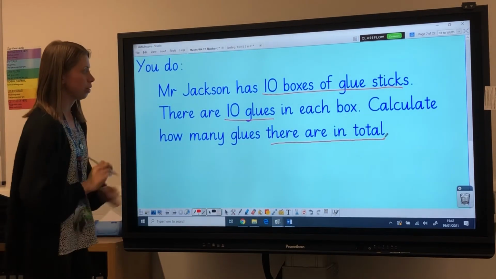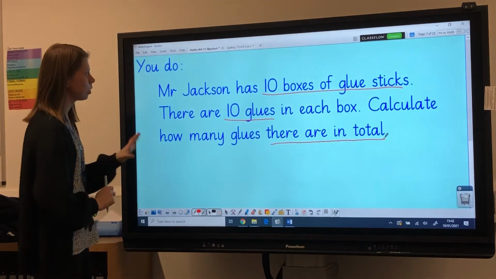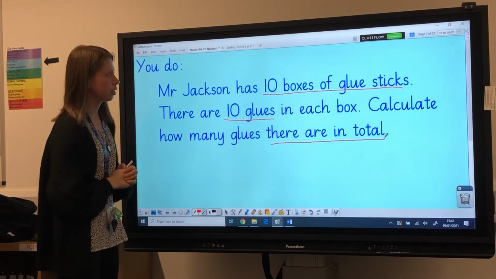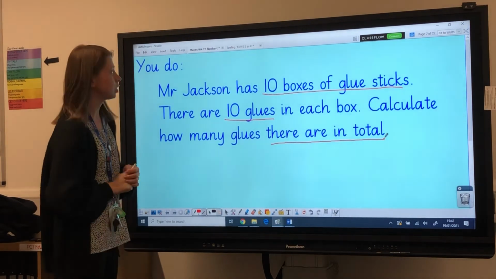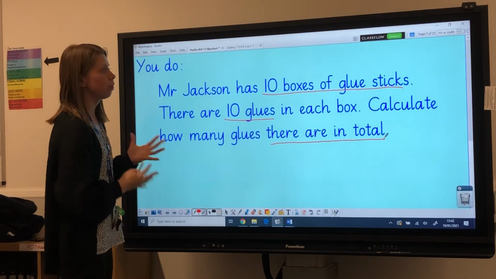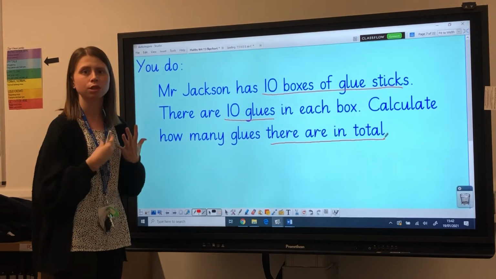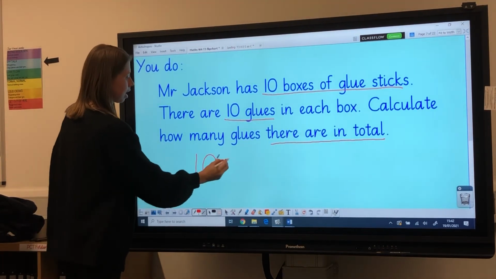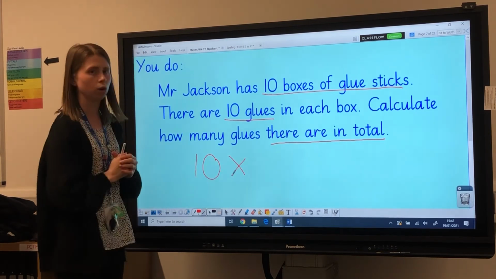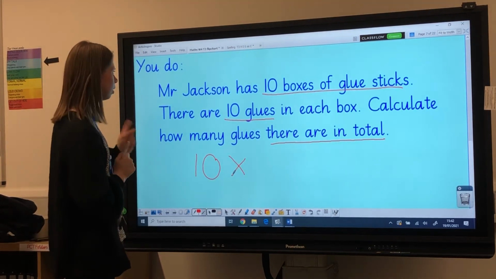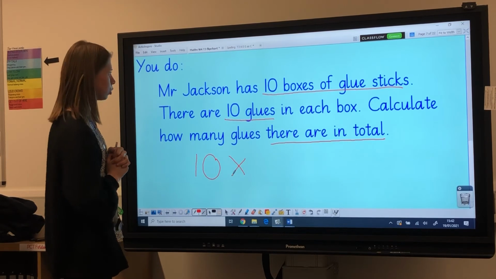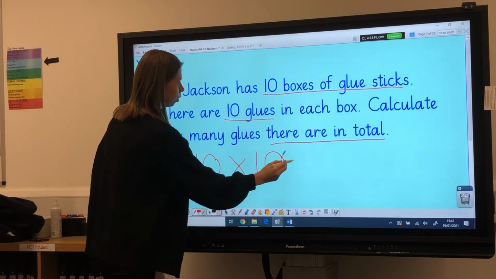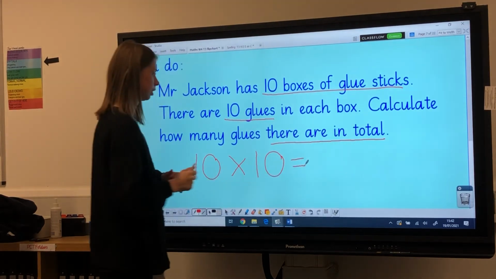Okay, so have a go at this one on your own. What are we timesing together? Pause it there, write your answer down, and we're going to go through it now together, okay? So, I know we've got 10 boxes, so I've got 10 groups of glue sticks. So that's my first number. 10 times what? How many glues have I got in each box? You're right, I've got 10, haven't I? So my multiplication sum would be 10 times 10.